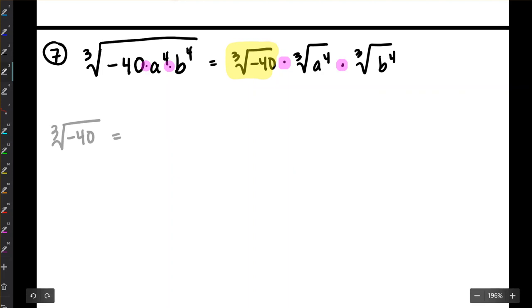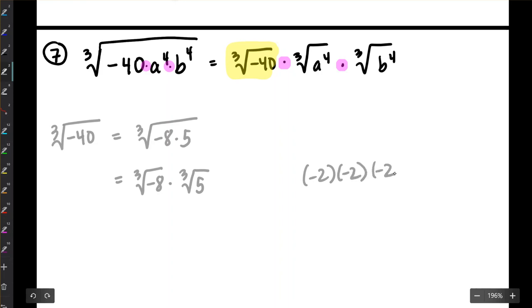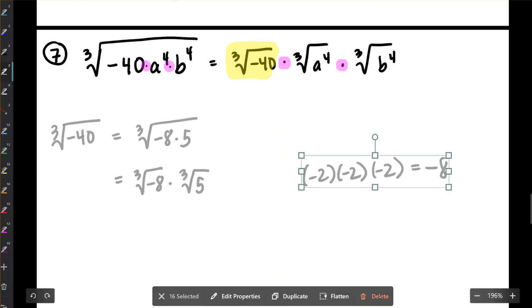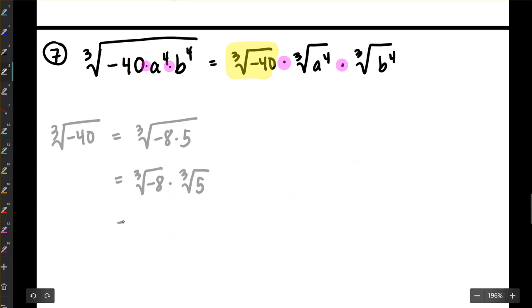I know that minus 8 times 5 is 40. And minus 8 is a perfect cube. All right? Minus 2 times minus 2 is positive 4, times minus 2 is negative 8. Negative 2 cubed is minus 8, so the cube root of minus 8 is minus 2, and the cube root of 5 is just the cube root of 5.